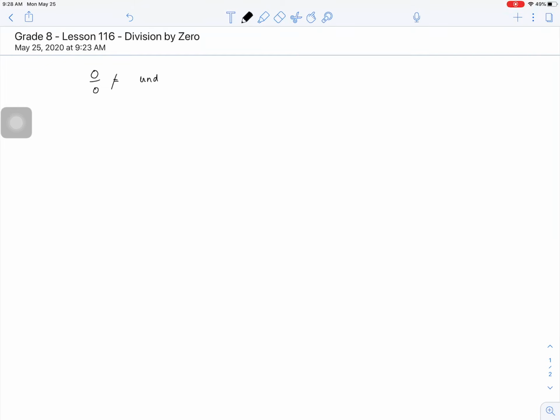So division by zero is undefined. That's the math term they've used. It just doesn't work. And that makes sense too. If you're going to have a pie and you're going to divide it by zero, it's still the pie. You can't make that work. If you have no pies, you can't divide up no pies. So that would make an awful lot of sense.